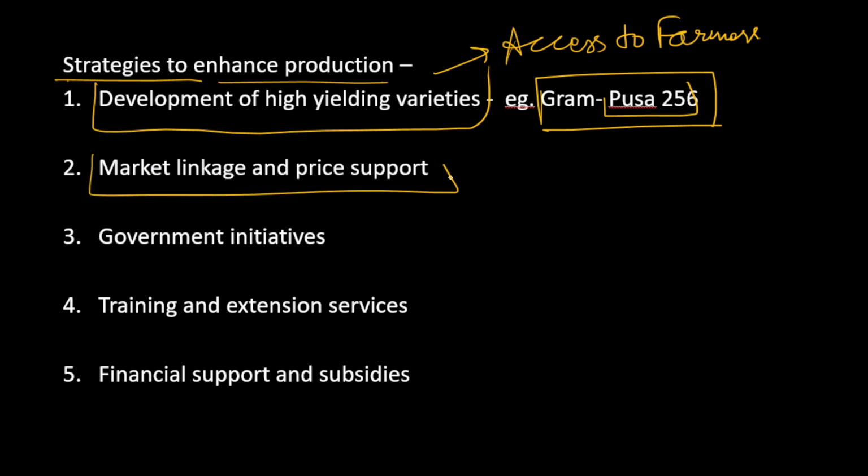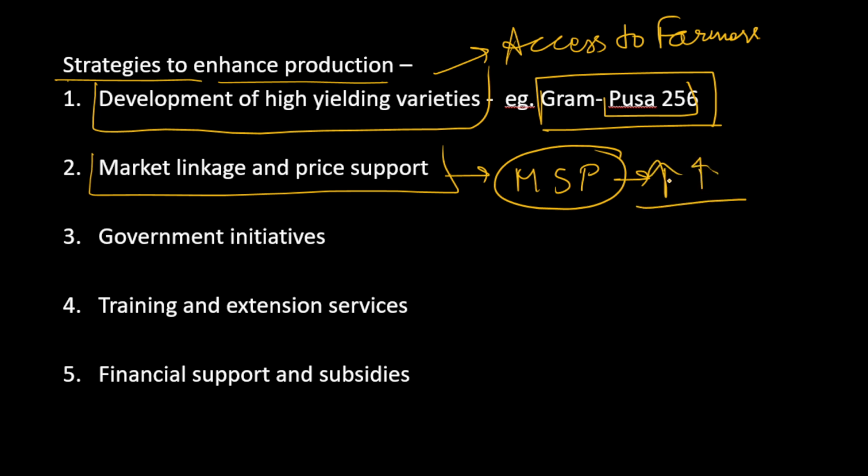Market linkage and price support. Recently, most of the important pulses grown in India are now covered under MSP, but there should also be high procurement of these pulses. We should have price support. The government should link the farmers with markets. For example, there is eNAM, so there should be a separate section for promotion of pulses, millets, and other things in eNAM. All these things can be very helpful.